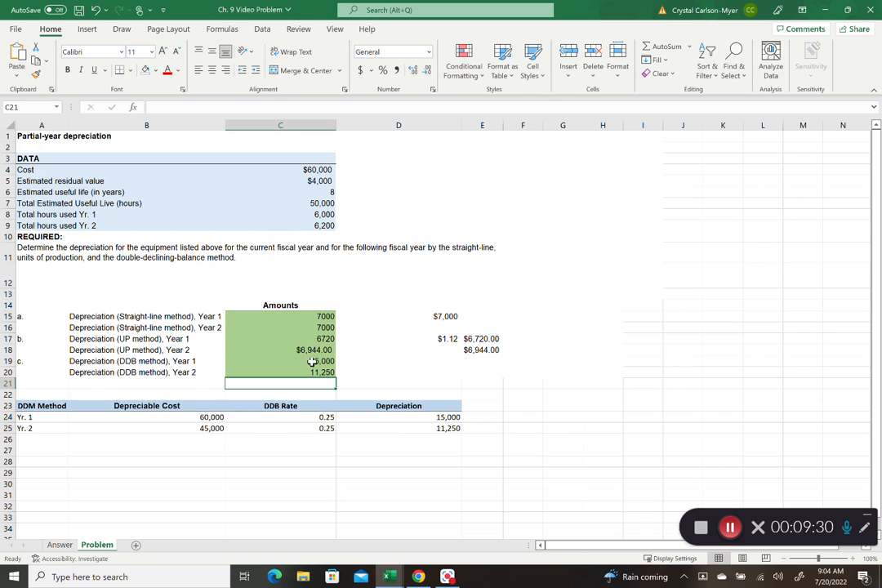So if you compare the 3 methods here, straight line is the same thing every year. Units of production will depend on how much you're using the asset in any particular year. You can see it's a little less than the straight line rate, so maybe they're using it a little less, but they're going to continue to use it more as the asset goes along until it's depreciated all the way down. You never want to go past this residual value.